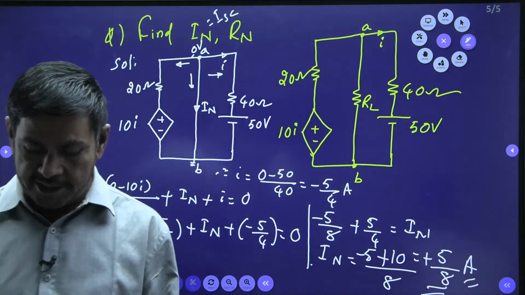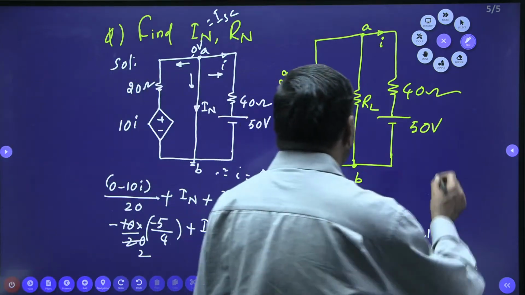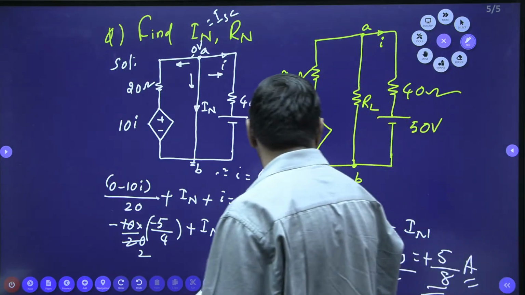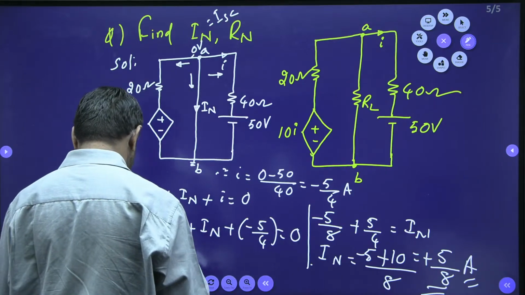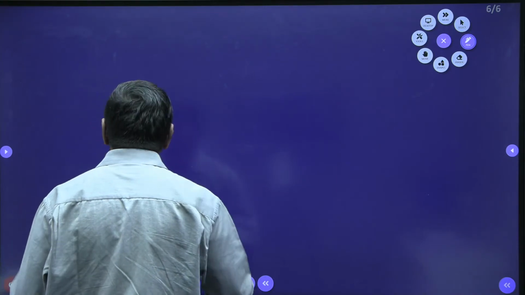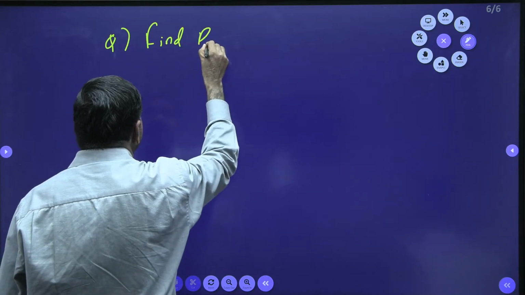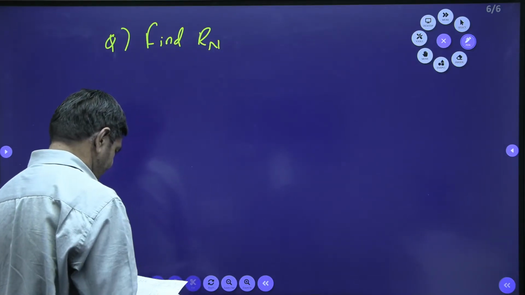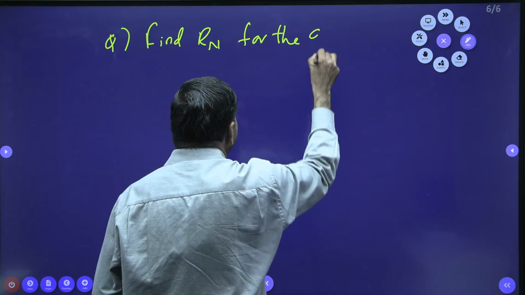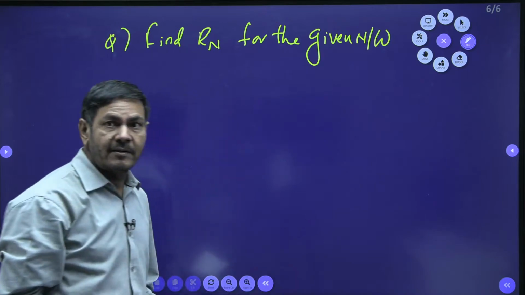But I want to give one more question in your hand. Please try this now. Next problem I will give. Find Rn. It is asking to find R suffix n, Norton's resistance is required. For the given network, NW, network I have taken now.